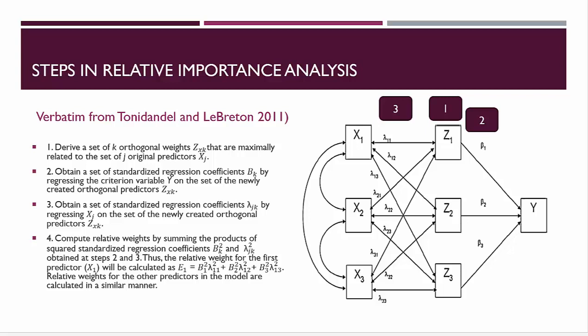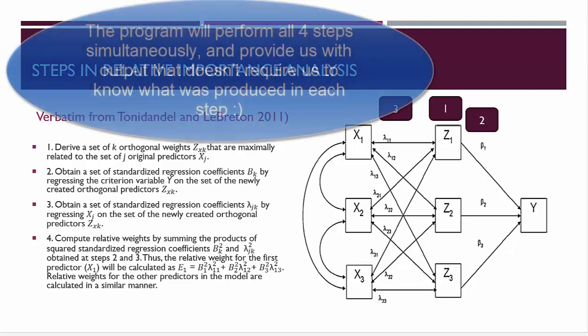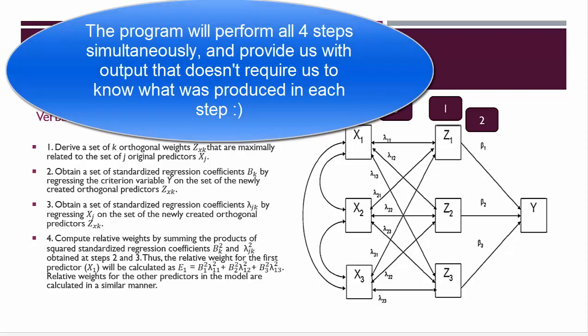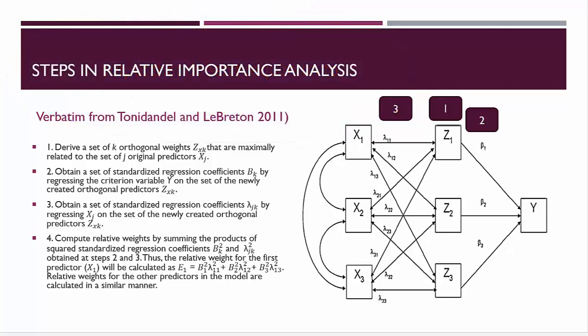Now, Tonidandel and LeBreton provide us with 4 steps in a figure which may help make sense of some things. I want to highlight again that the computer is going to do all 4 of these steps, so you just need to have a high-level understanding of what's going on. In the first step, we're going to create the transformed uncorrelated predictor variables. We're doing that through the normal predictors that we have, just transforming them using an orthogonal transformation.